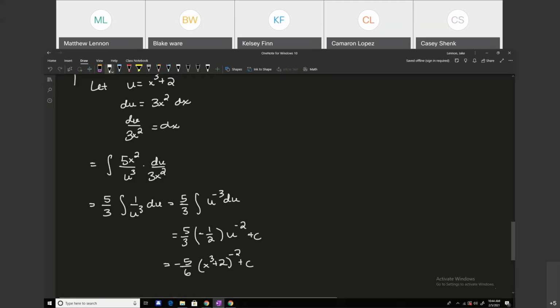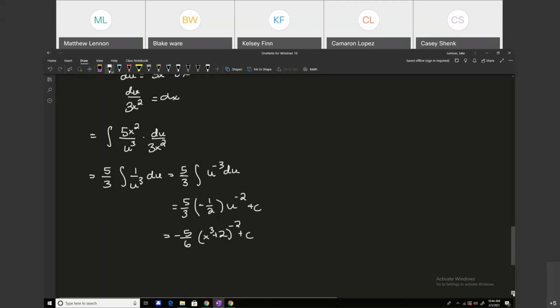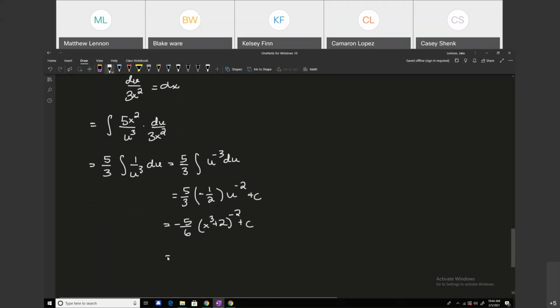Some people might choose to put it back in the fraction, because remember, negative second just means it would be the second power in the denominator. So you could write it as -5/6 times 1 over (x cubed plus 2) squared plus a constant. I would not care if you stopped the step before, though.